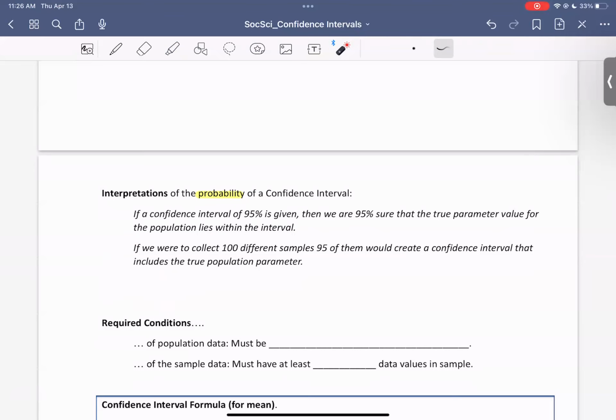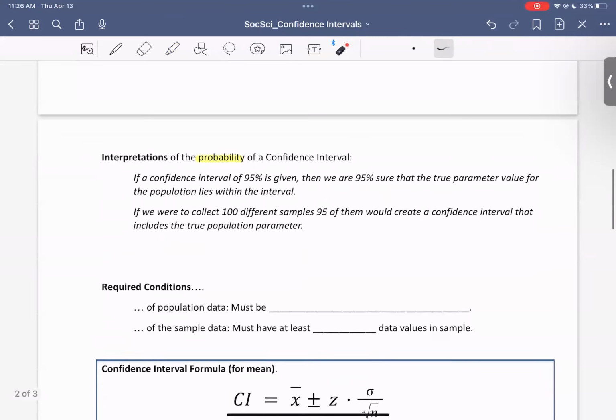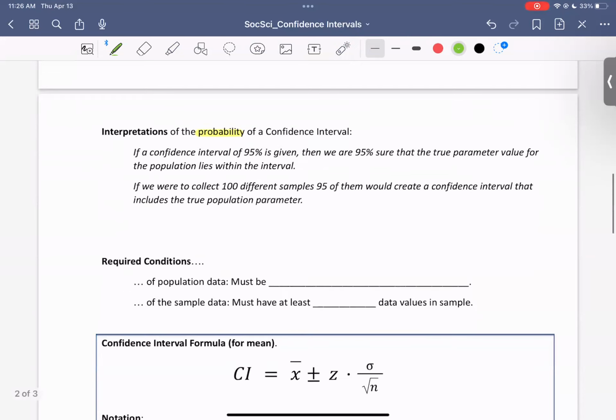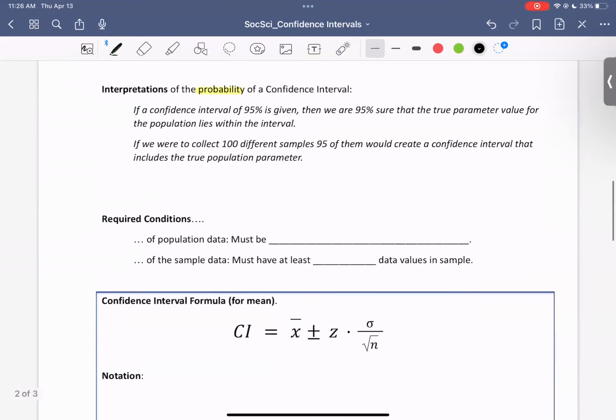Okay, so before we look at the formula, there are two requirements that we must have on our population and our data in order to use a formula to create a confidence interval. And here they are, the required conditions. So we have a requirement of our population, and that is the population data must be normally distributed.